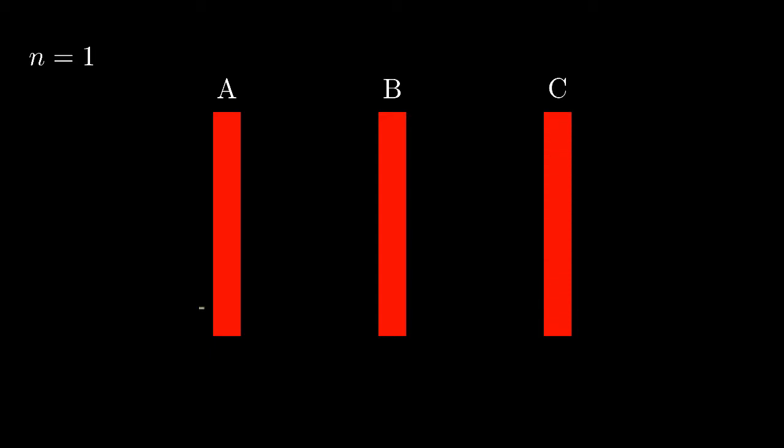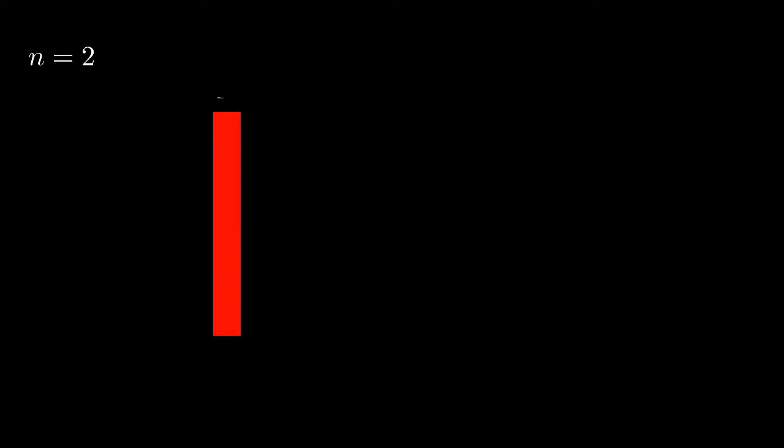So look at what the case is when there's only one block on Tower A. It's pretty obvious, isn't it? You just move the block from A to C and there's no problem. It just takes one singular move. But what happens when n becomes 2?